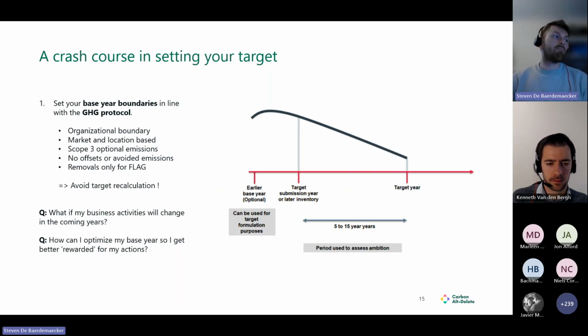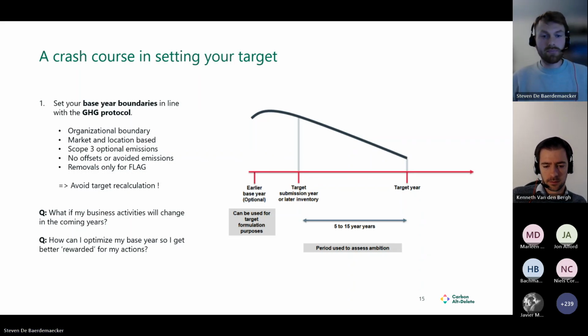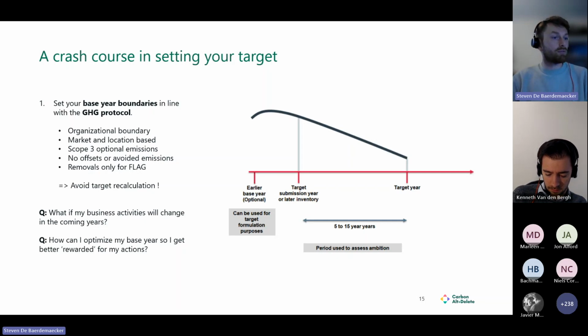It's really about this: if I set a target and I have my base year and I know that my business activities will change, I should already think about that when setting my base year. If I know that I have a changing business, I might try to advocate excluding certain emissions that are not representative for my future, or to anticipate certain changes by selecting an appropriate representative base year. So that's really an important step already there.